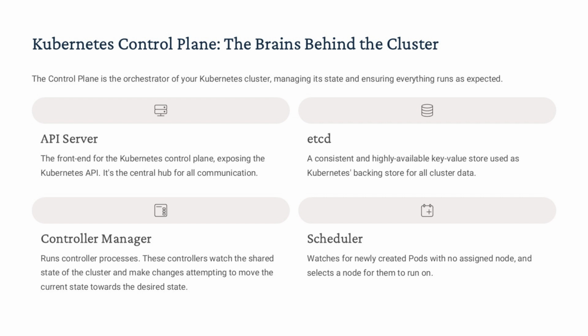etcd. This is our memory. It's a highly available data store that stores the state of the entire cluster. The controller manager. This is a tireless worker. It constantly checks the state of the cluster and fixes it if something drifts away from what we want. The scheduler. It is a logistics manager. It looks at your new applications and decides exactly which machine has the resources to run them.